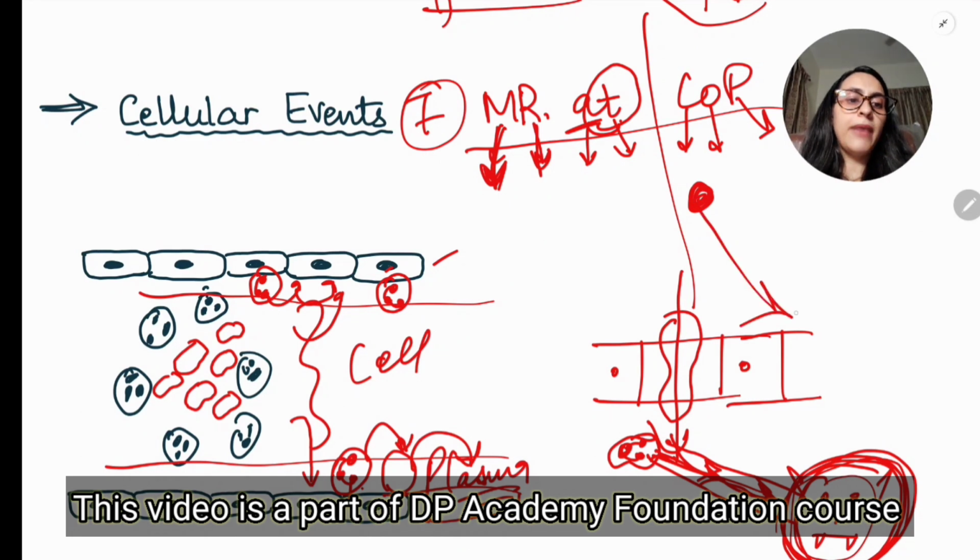Then it makes its way to the bacteria, and that is known as chemotaxis. Then there is opsonization, coating of the bacteria with a tastier material, and then phagocytosis, that is engulfment or eating of the bacteria. These are the 7 cellular events. Now let's talk about these events one by one.